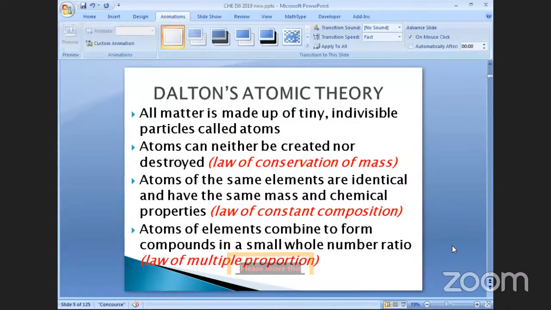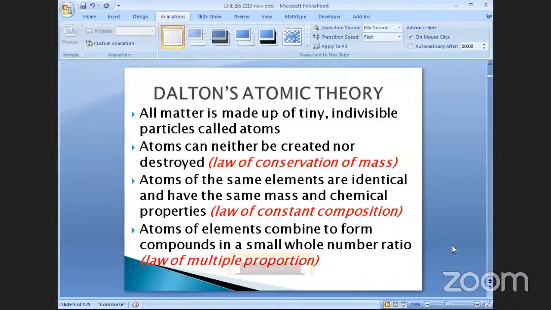So, for example, if carbon 12 forms CO2 and carbon 13 forms CO2, their properties are going to be similar. And lastly, the law of multiple proportions: the atoms of elements combine to form compounds in small number ratios. As you will see, these are fundamental theories on which chemistry stands. But as knowledge increased, some findings have brought some of these theories into question.